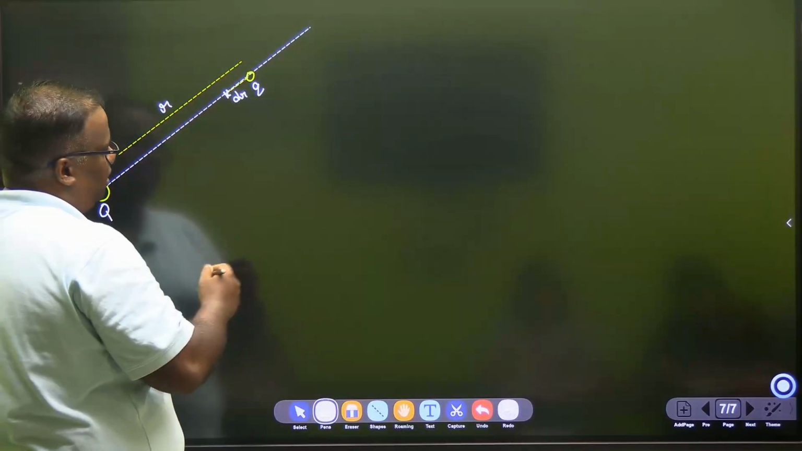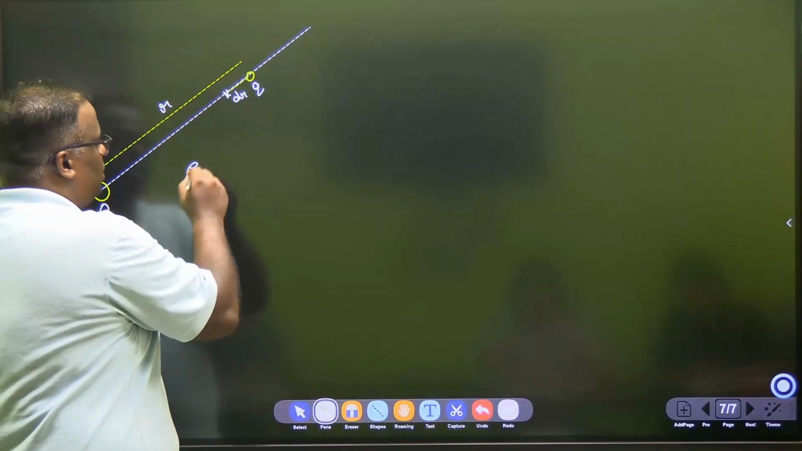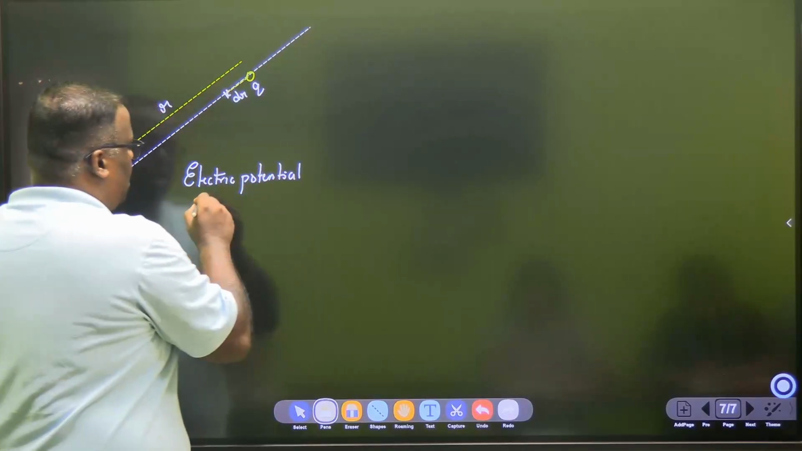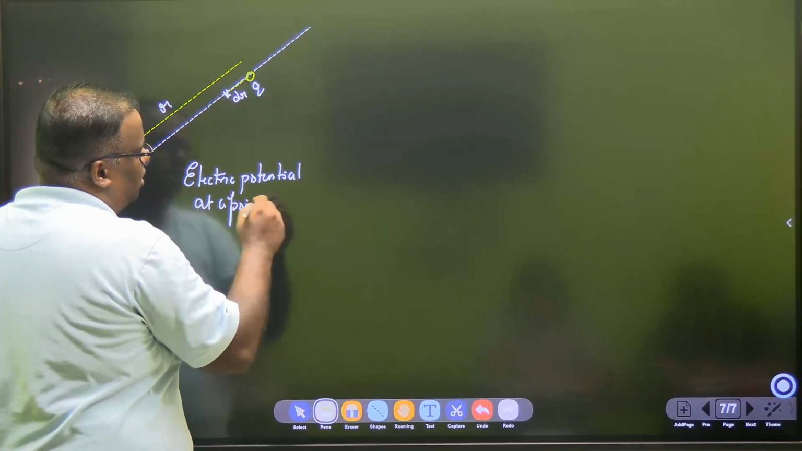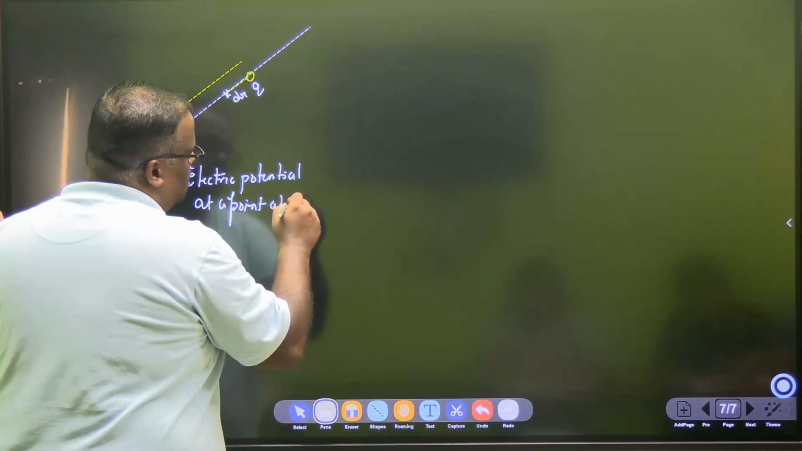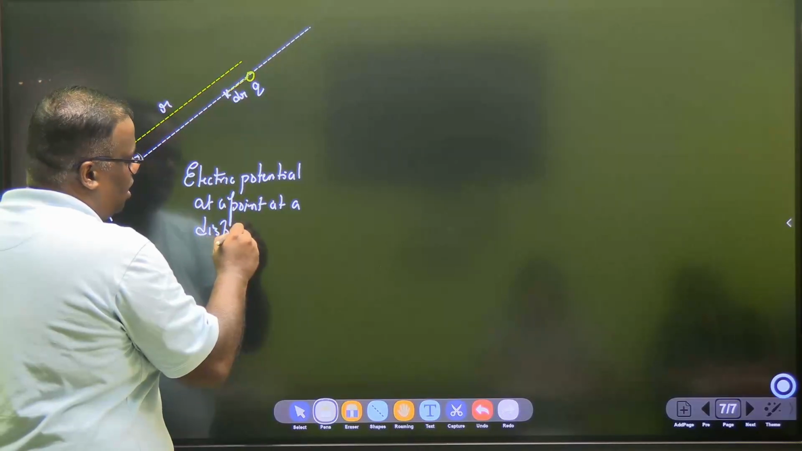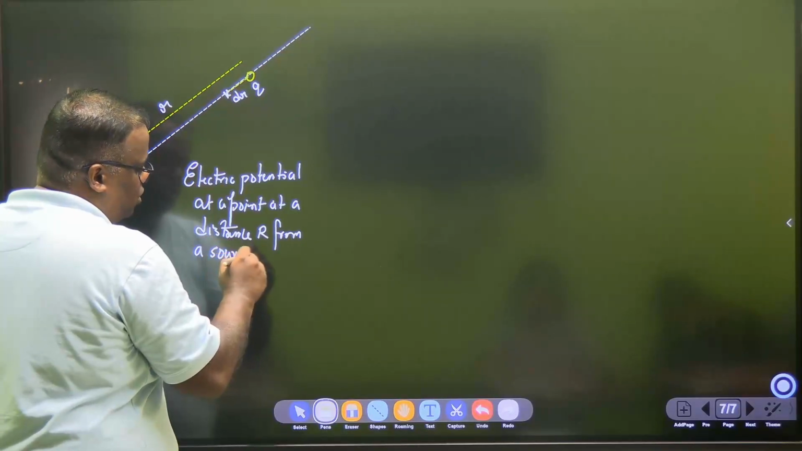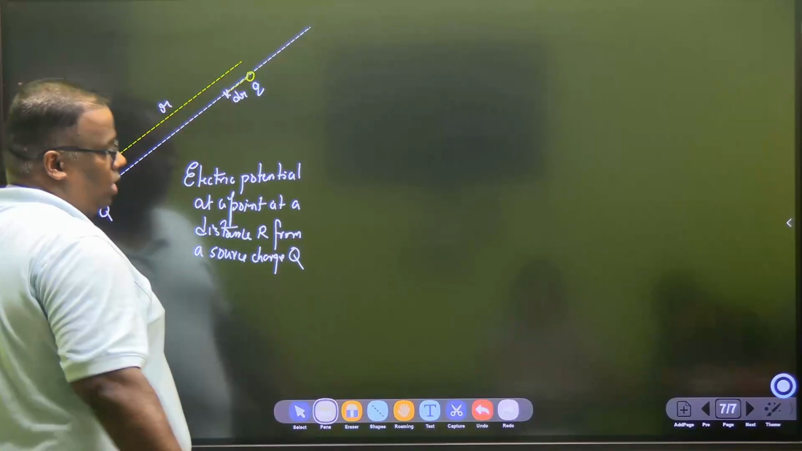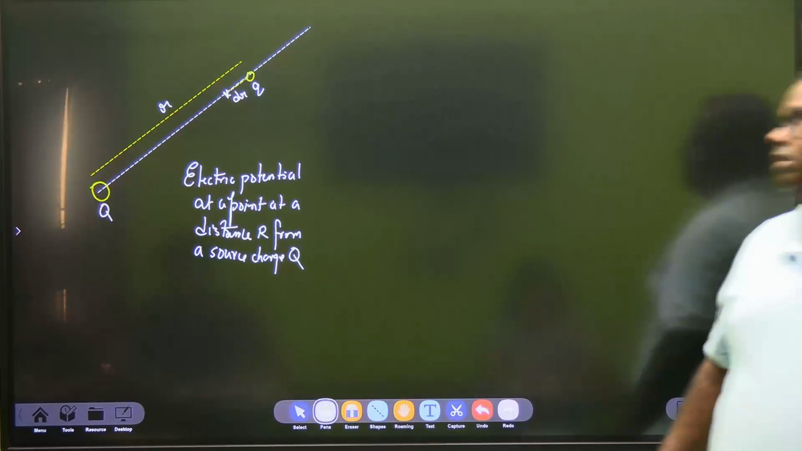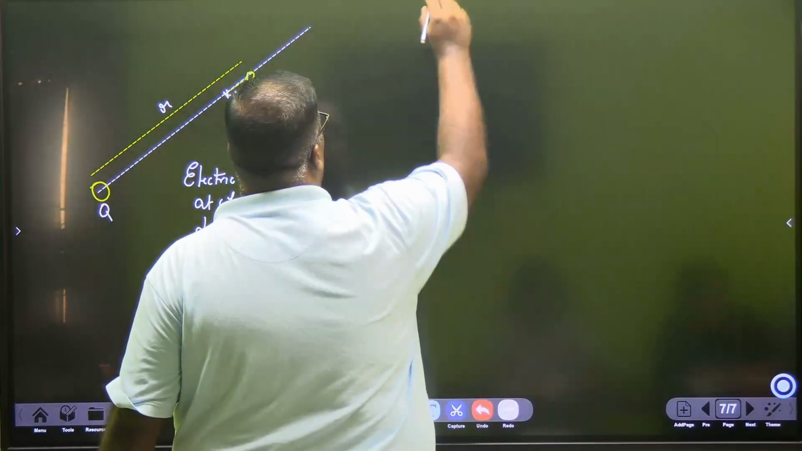So let's see. We're trying to find out the electric potential at a point at a distance R from a source charge Q. Electric potential due to a source charge Q at a point R distance away from it. Okay.